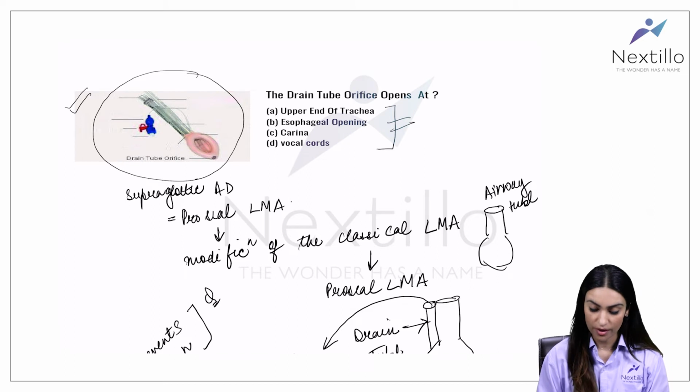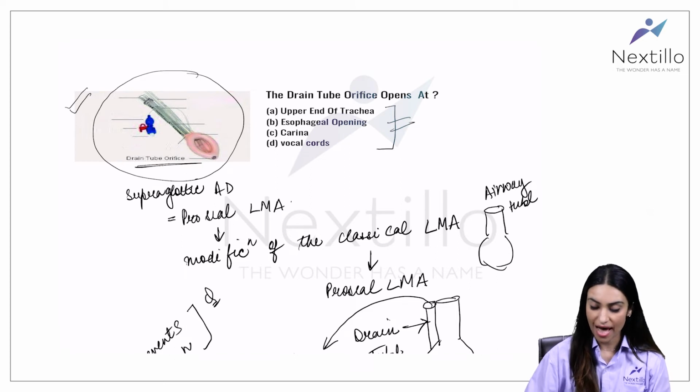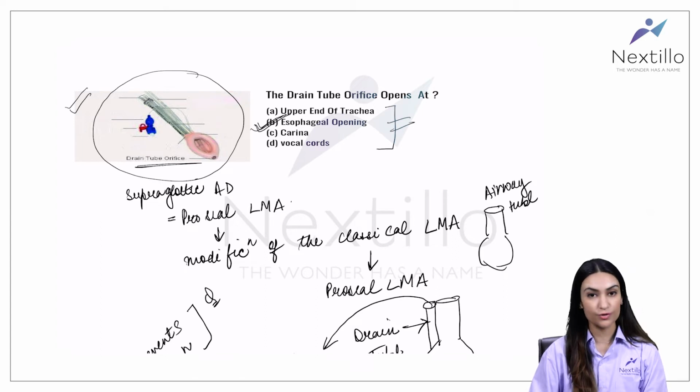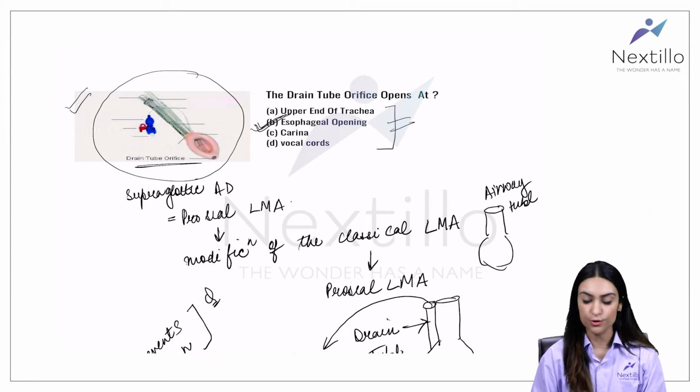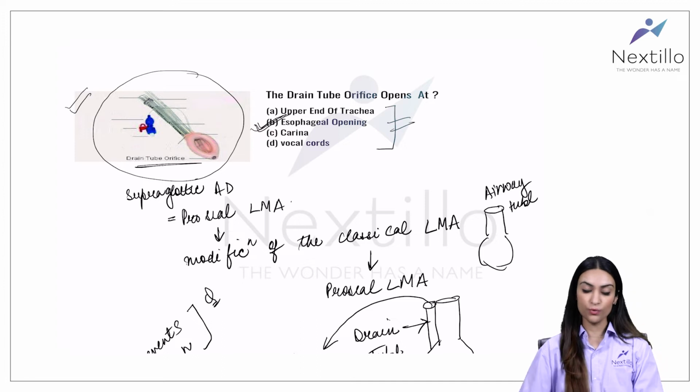So a lot of questions are solved here, and hence we can very easily solve this question. The drain tube opens at the esophageal opening. It does not open at the upper end of the trachea. It does not open at the carina. It does not open at the vocal cord. All the other 3 options are wrong, and we get the correct option here.